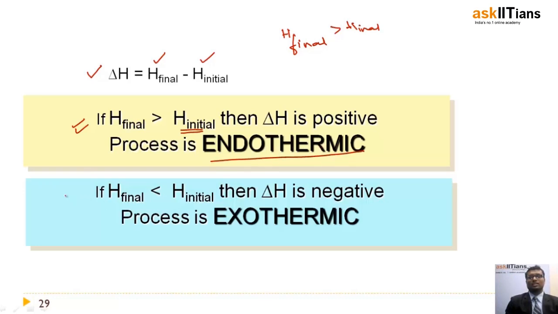And there are certain other processes in which H initial will be greater than H final. Such a process is called an exothermic process. So in an endothermic process, delta H is positive, and in an exothermic process, delta H is negative.